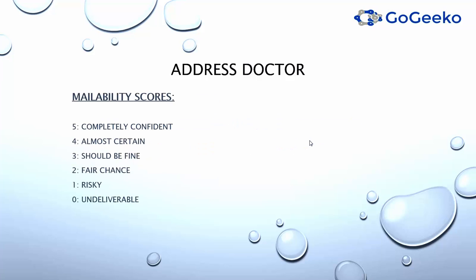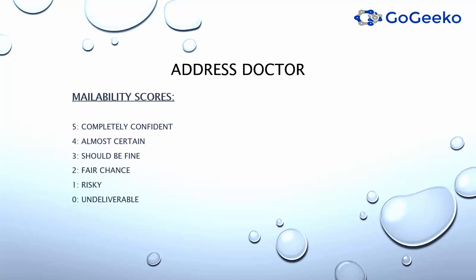One of the important scores is the mailability score, and you can see the different values of these scores, like 5 being a completely confident address that you will definitely deliver to, and 0 being undeliverable. So let's jump right into the address doctor transformation now.